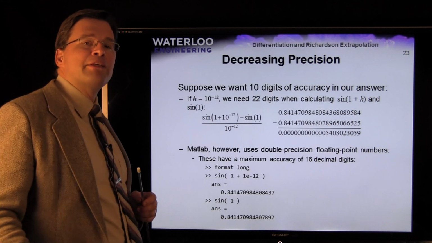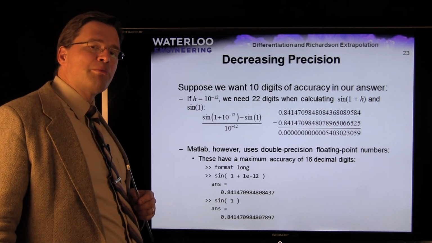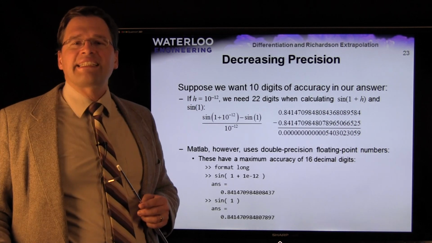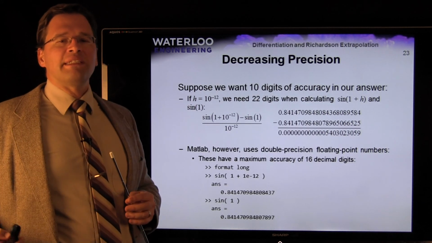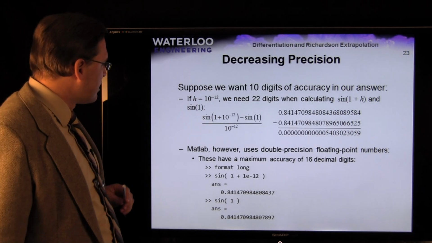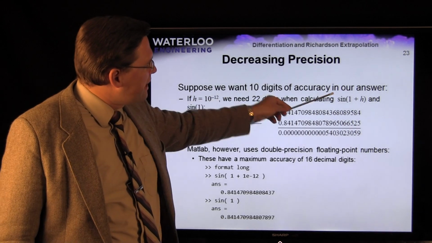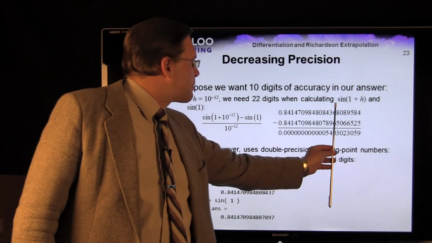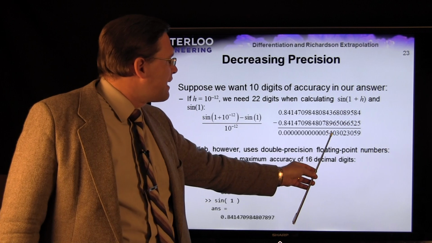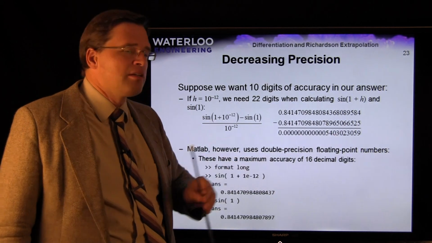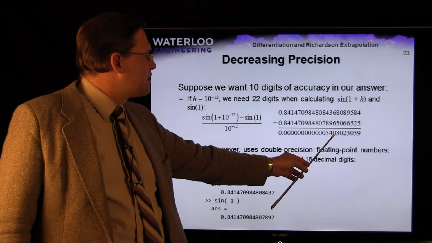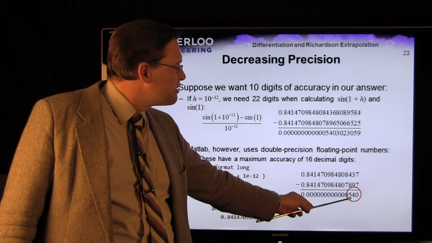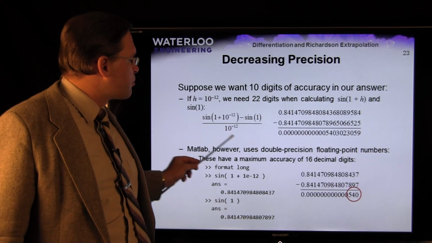Unfortunately, MATLAB, as we saw last week, uses double precision floating point approximations, or floating point numbers, and they use 16 digits, or at least approximately 16 decimal digits of approximation, and so we would not actually be able to calculate all 22 digits. We would essentially end up stopping right about there. So our answer would only be these last 3 digits here.